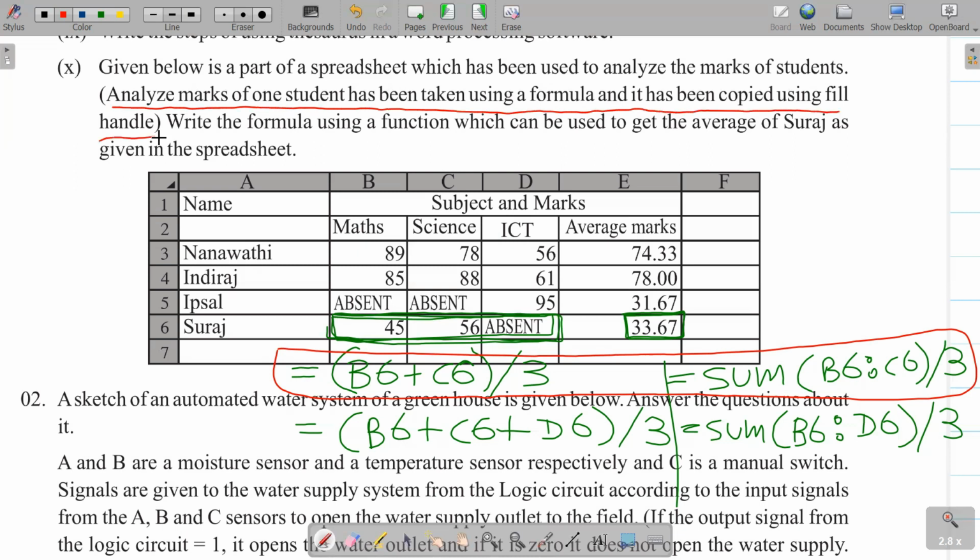Right? Then, okay, when it is copied, each and every cell is going to have exactly the same range. But when it comes to Indiraj, we need to consider all three values of him. Okay? So I mean B6 plus C6 divided by 3. Just these things are going to be considered. So because of that, don't go with this. Better you write one of these two. Right? Then it can be copied to anywhere in the E column to find the average.